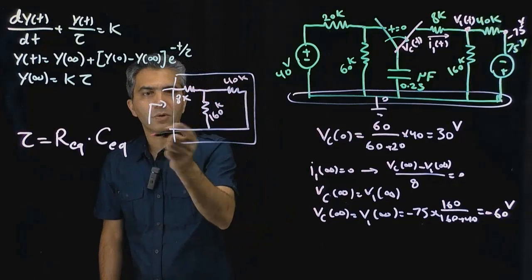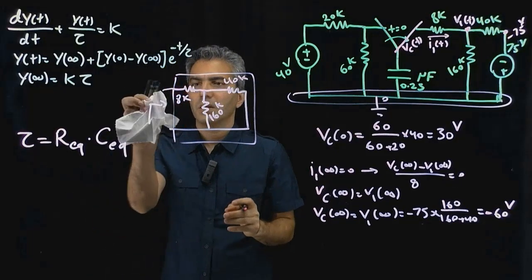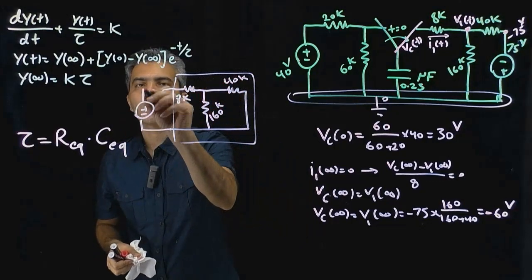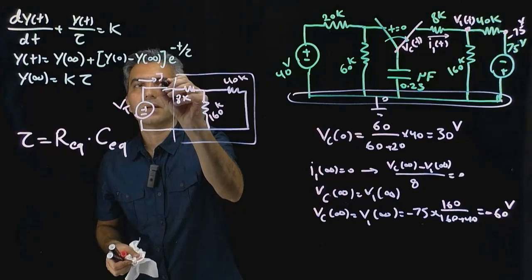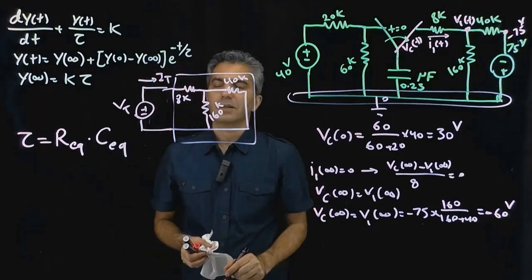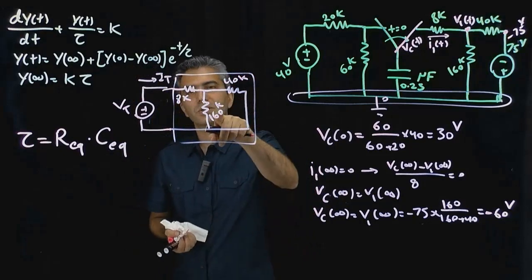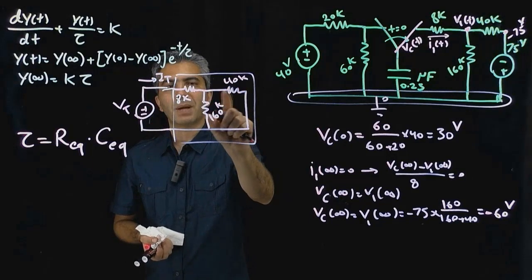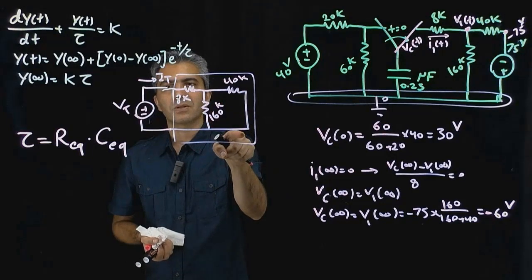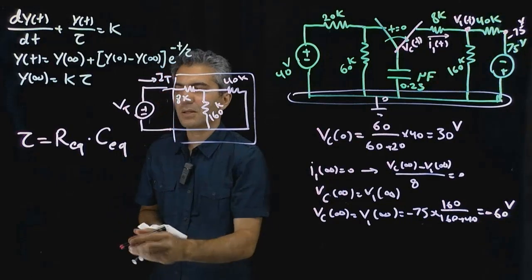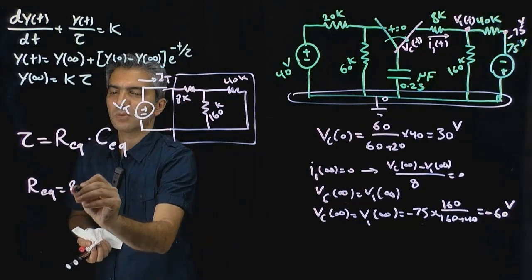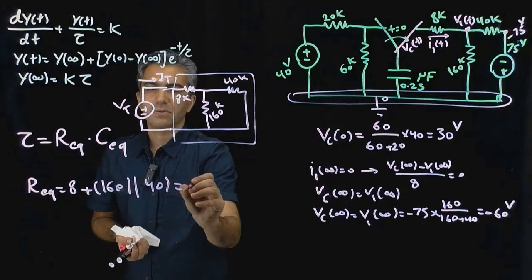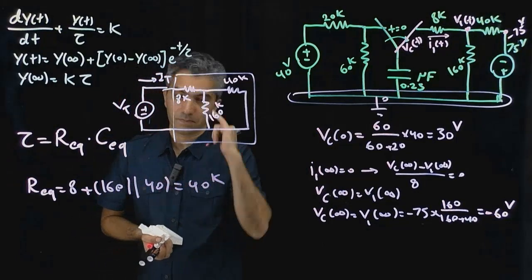So now how do you calculate the equivalent resistance? Well, the basics of it is that you put a test voltage here and look at the test current, and divide the test voltage by the test current. That's by definition your resistance. But this is actually too simple to do, and you don't really need to do that. These two resistors are in parallel to each other because they share two nodes on the two ends, and the result is in series with 8K. So simply R equivalent is equal to 8 plus 160 in parallel with 40, which if you do the math, turns out to be 40K.